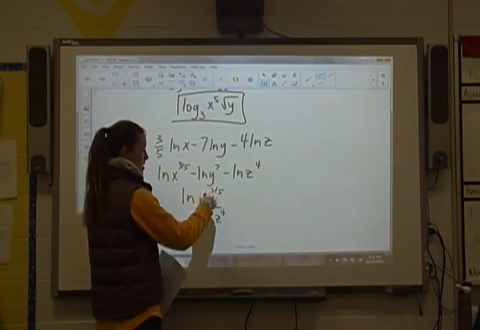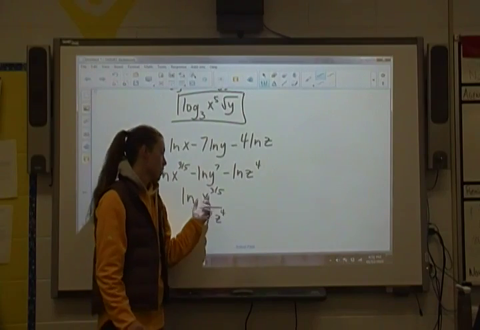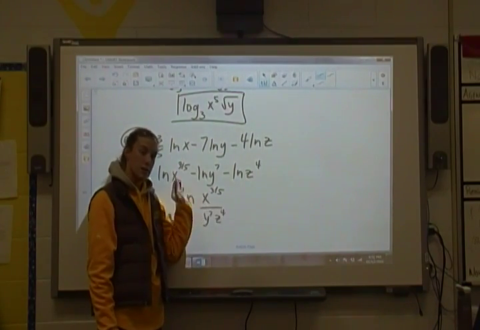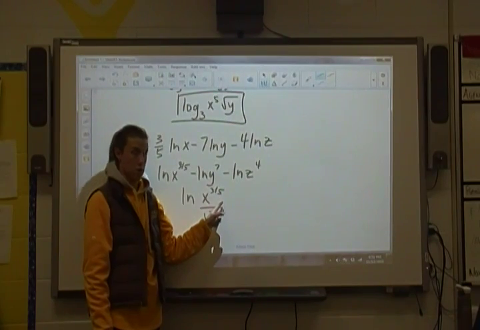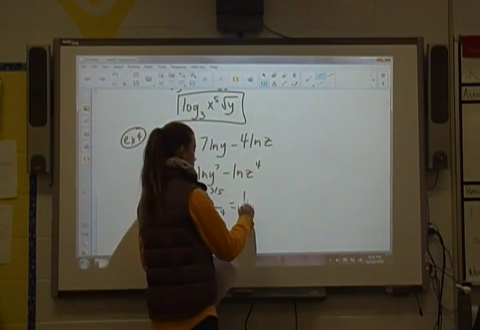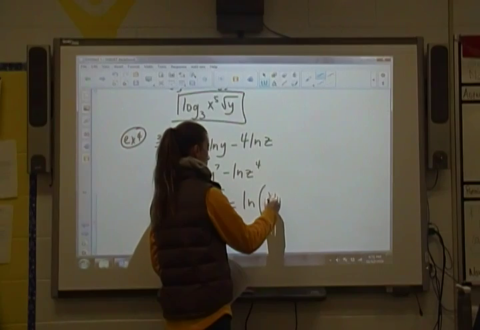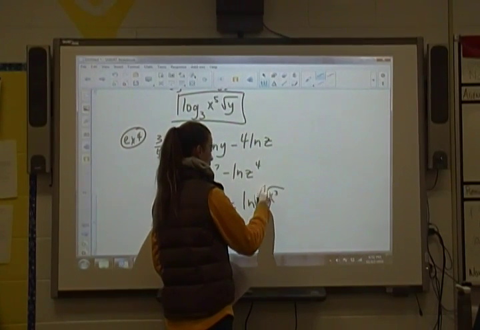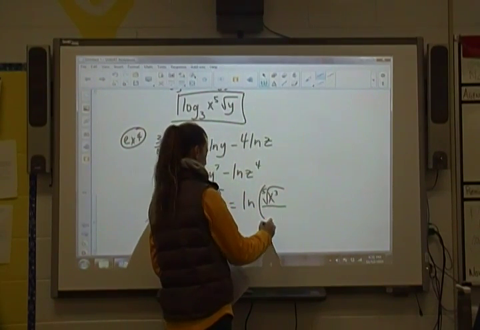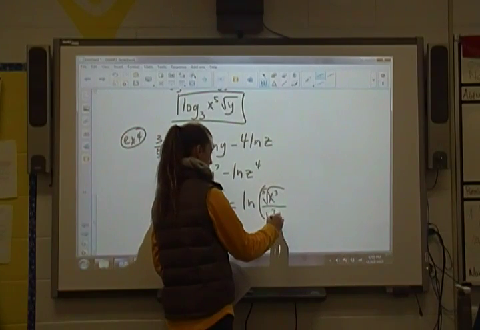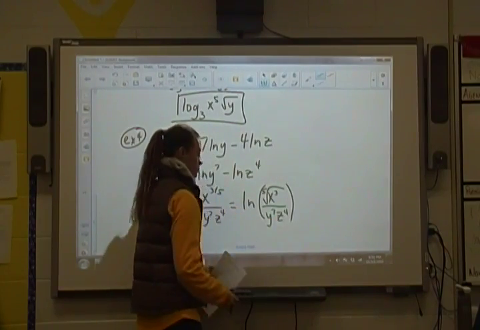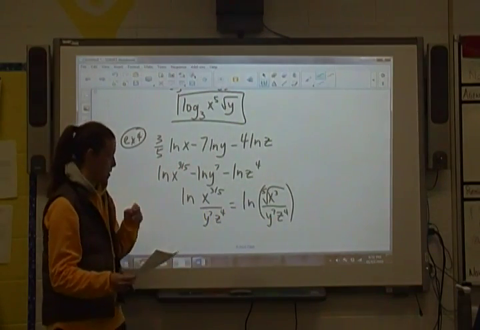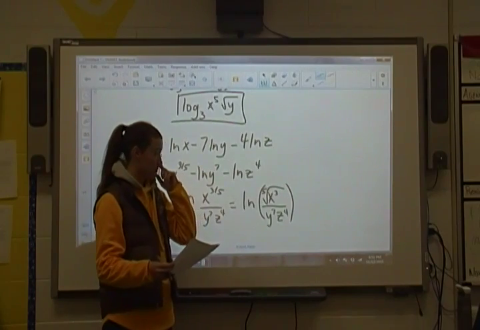The last thing I need to take care of is this fractional exponent. So the 3 is x to the 3rd, but the root part is the denominator. So I have natural log of x cubed with the 5th root being taken of it, over y to the 7th z to the 4th. And that all is natural log with a base of e there.